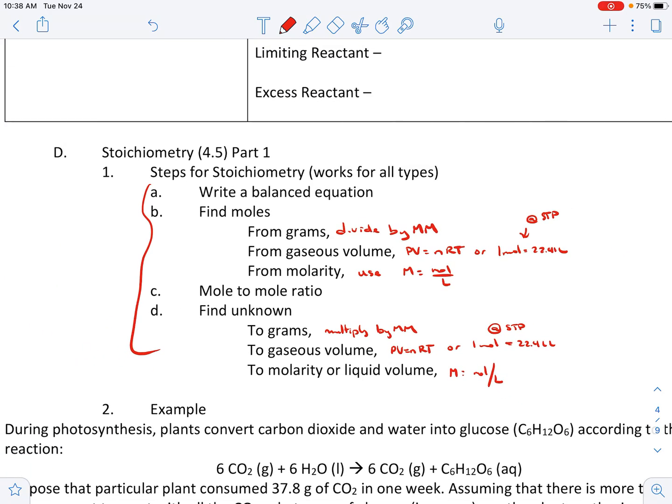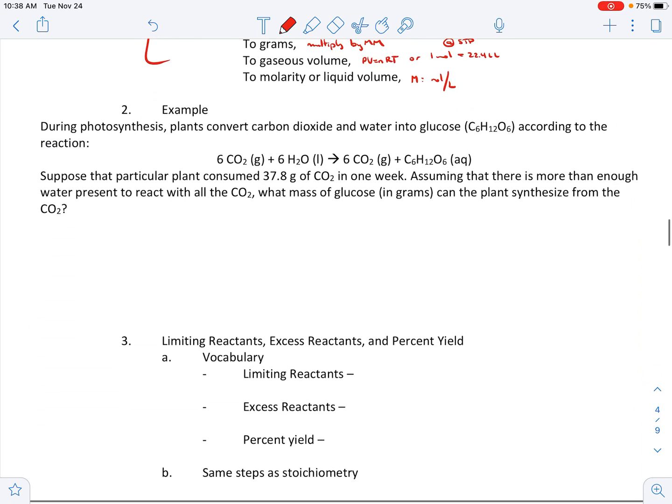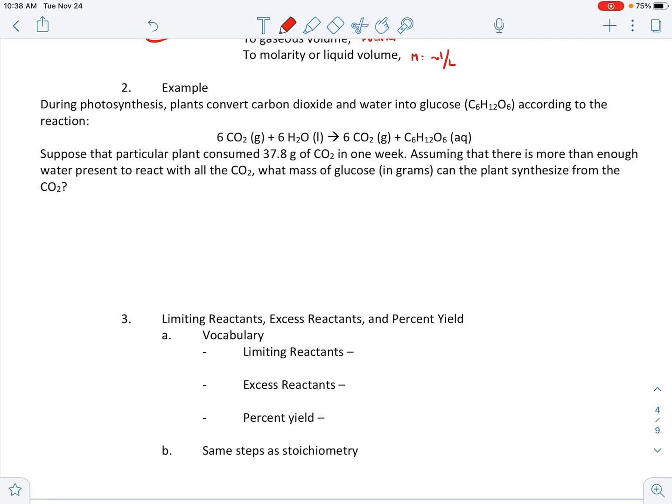All right, so let's review by doing a quick little problem here. During photosynthesis, plants convert carbon dioxide and water into glucose according to that equation. So here's our equation. Now, suppose our particular plant consumed 37.8 grams of CO2 in 1 week. Assuming that there's more than enough water present to react with all the CO2, what mass, so we're looking for mass of glucose, can we synthesize?